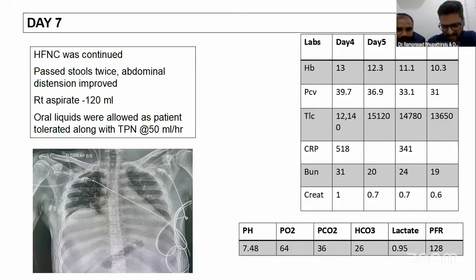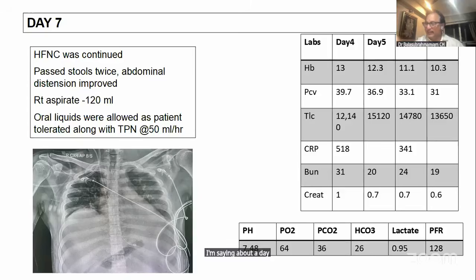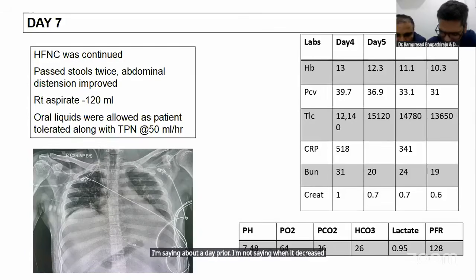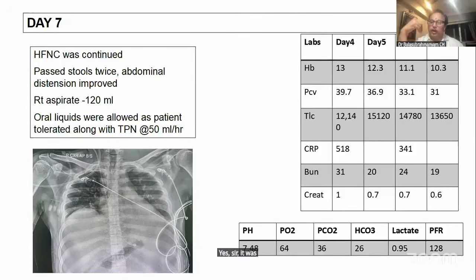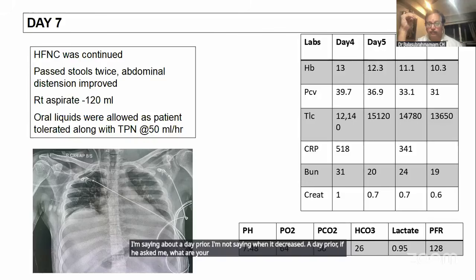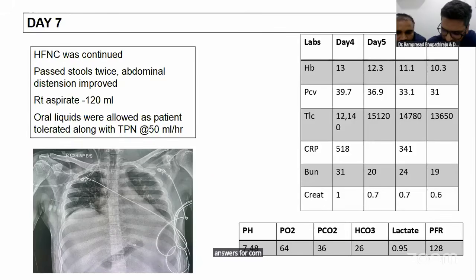By this day already, the RT aspirate has come down, sir. He also passed stools about a day prior. I'm not sure when it decreased. A day prior, yes, sir. He asked what are your answers for consideration of feeding? No, no for a nasojejunal tube, sir.